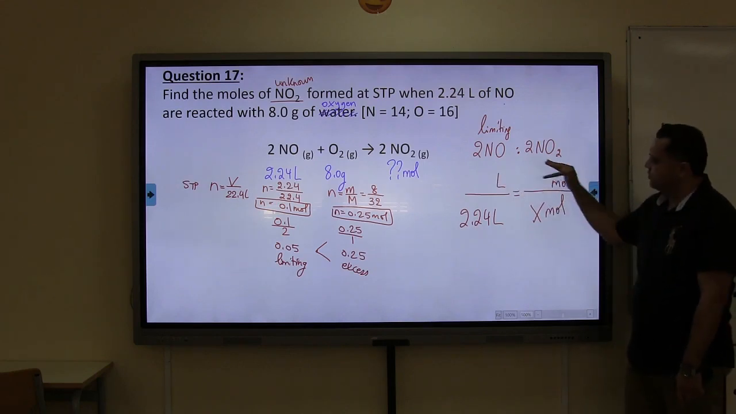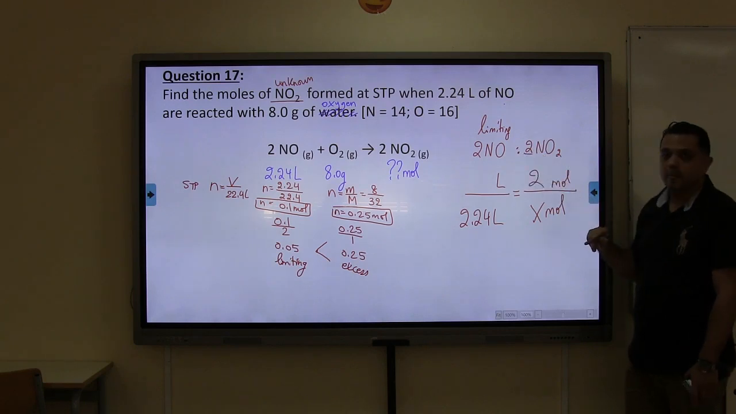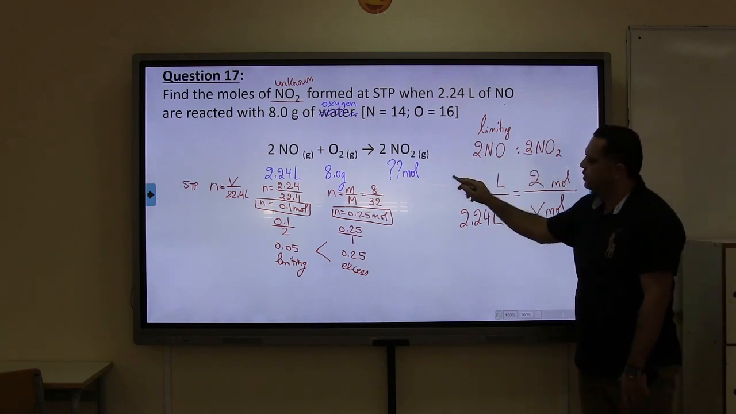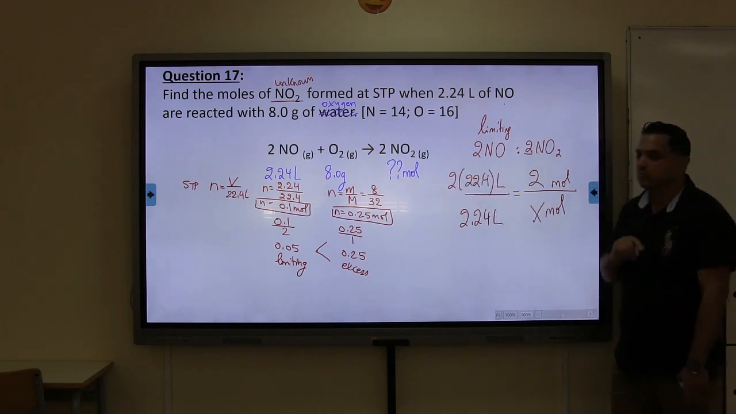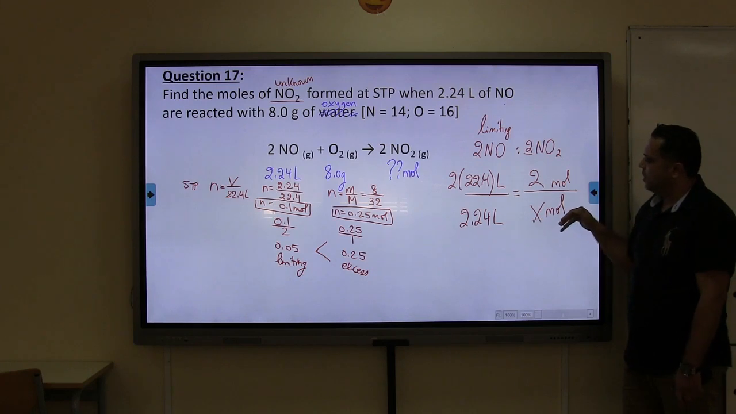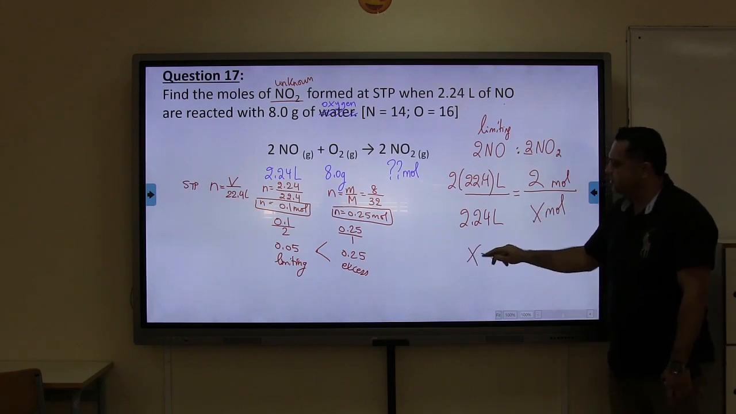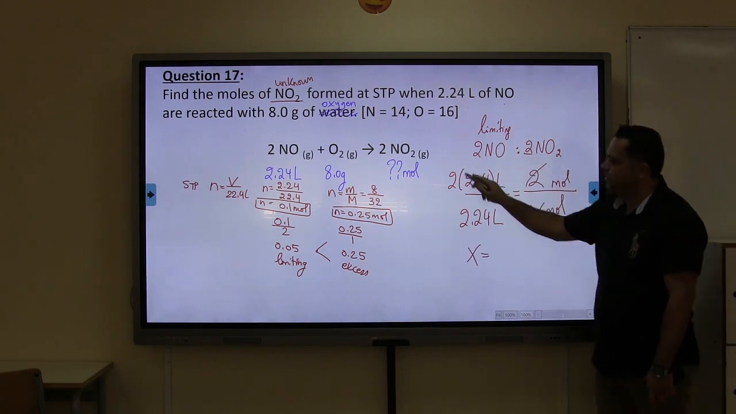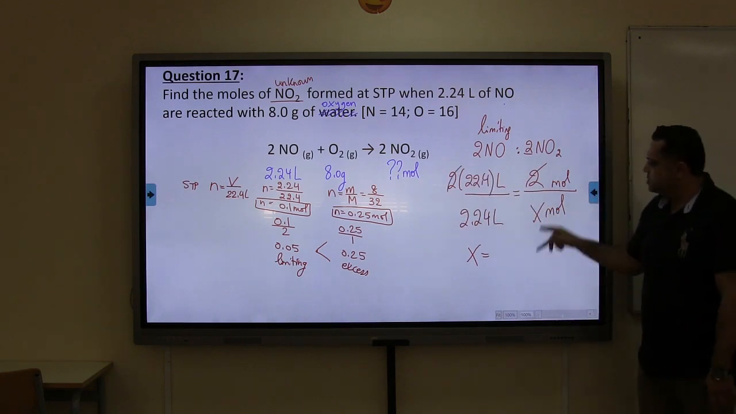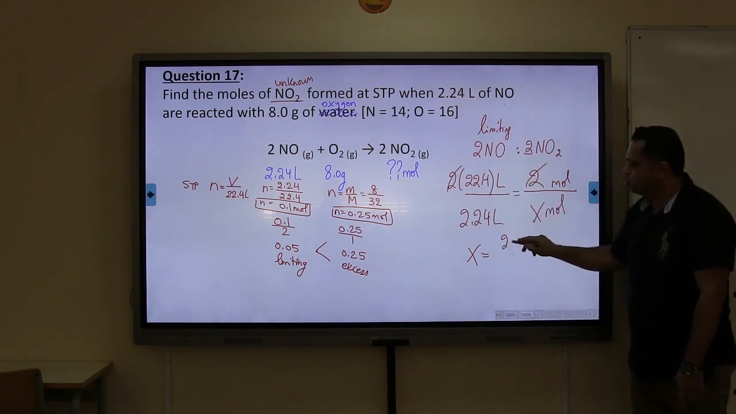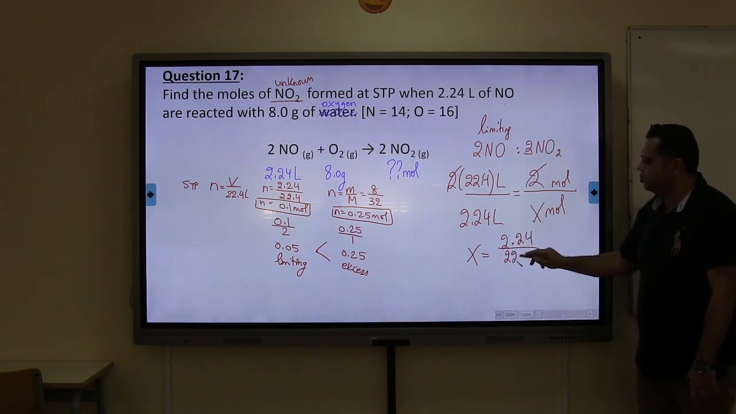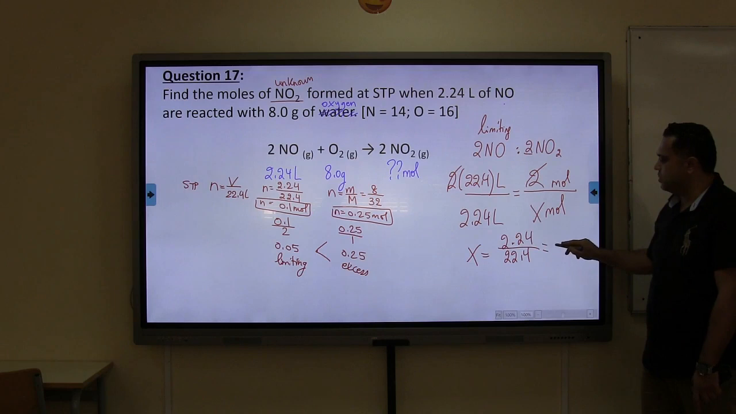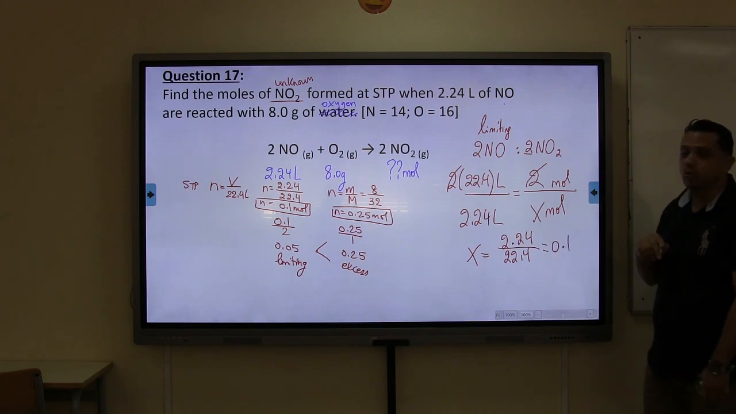To get the moles here for the ratio, it is only by using the coefficient, so only 2. To get here the liters, it will be 2 times 22.4. Then I can just find X. If you want, you can cancel this 2 with this 2. It's fine. So X is equal to what? To 2.24 over 22.4. And the answer will be 0.1 moles.